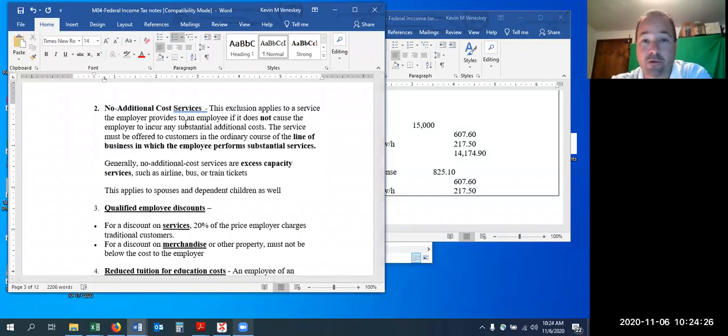Let's say it's $100 one way and you had four, your spouse and two kids, they would tack on $400 to your income and you would pay tax on that. But this one is specifically exempt if you work for that company.